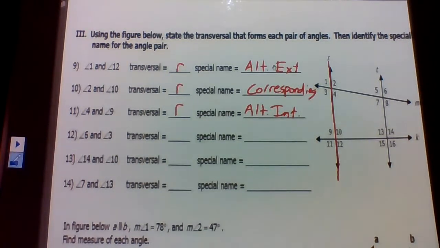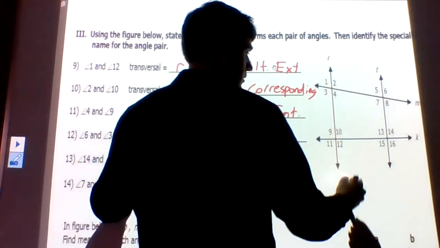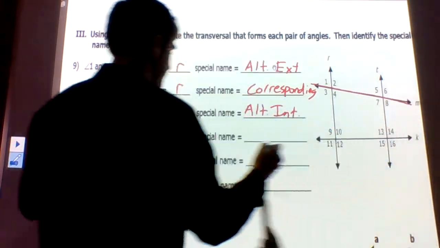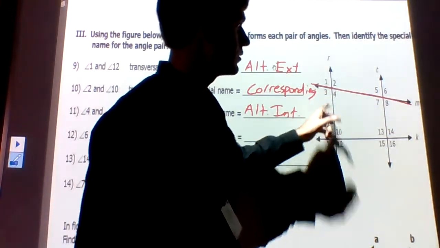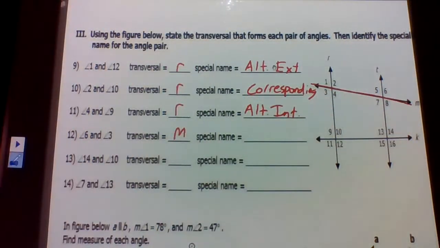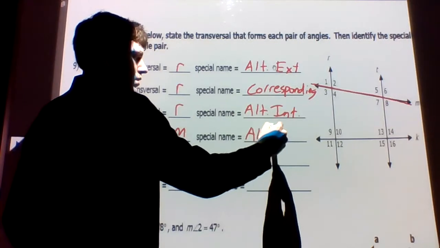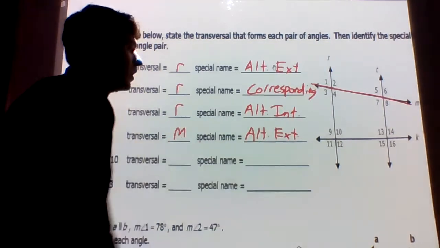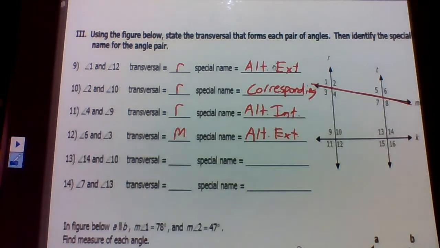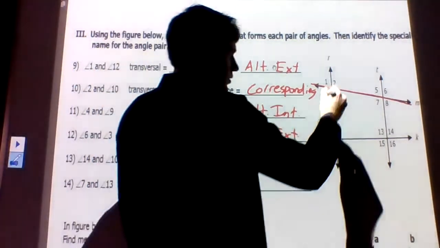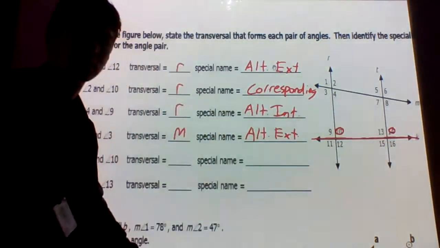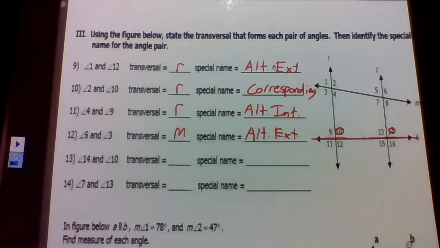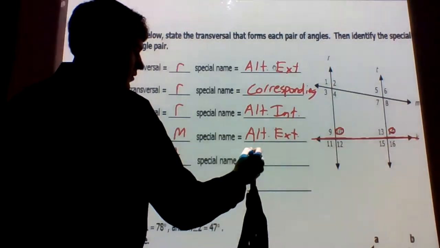6 and 3. So this time we have a different transversal. So our transversal now is going to be M. We're looking at 6 and 3. They're on alternate sides of that transversal, and they're outside of the two lines. They're outside of R and T, so they're going to be alternate exterior. 14 and 10 are down here, so our new transversal for this one is going to be K. They are in corresponding locations, so they're going to be corresponding. Transversal is K, corresponding.